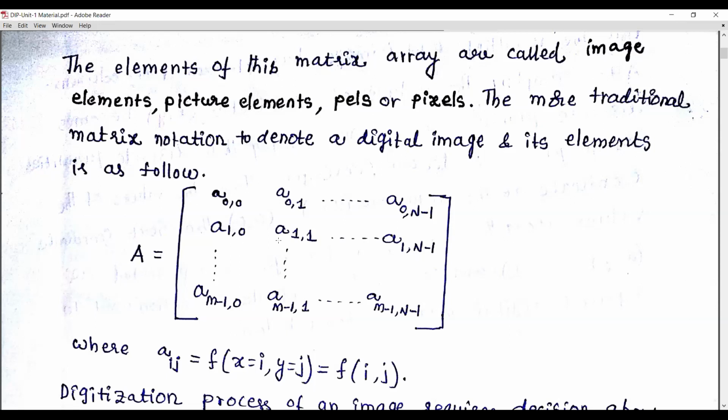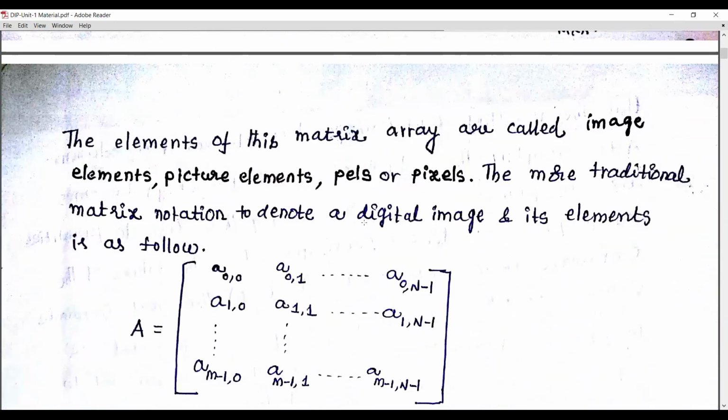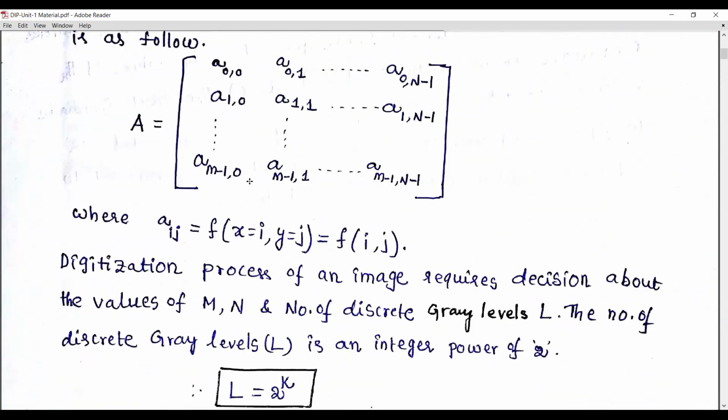So an image we can represent in the coordinate convention form, and we can represent it in matrix form also. In matrix, again we have two forms. One is the traditional matrix. This is called a compact matrix. That is, the initial representation is a compact form of matrix. Next one is the traditional matrix.